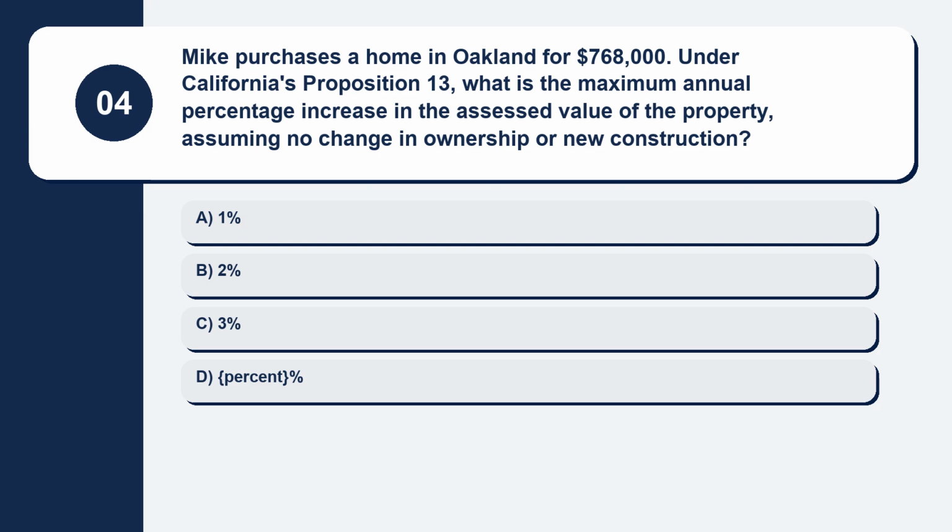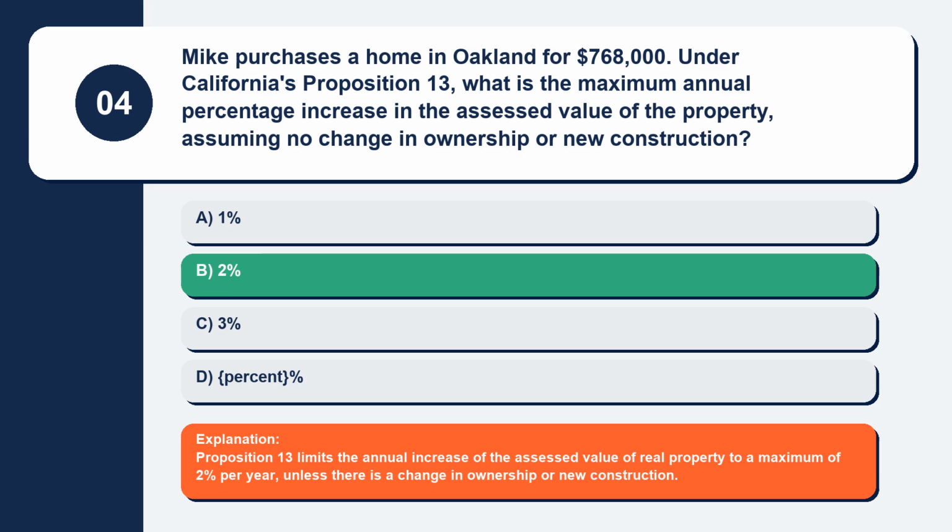Question 4. Mike purchases a home in Oakland for $768,000. Under California's Proposition 13, what is the maximum annual percentage increase in the assessed value of the property, assuming no change in ownership or new construction? Here are your options. Option A, 1%. Option B, 2%. Option C, 3%. Option D, percent. The correct answer is option B, 2%.